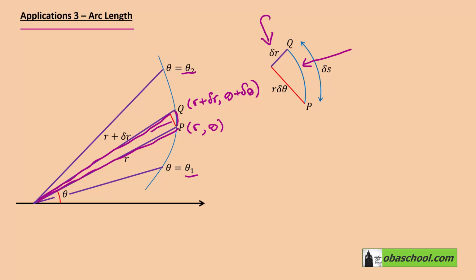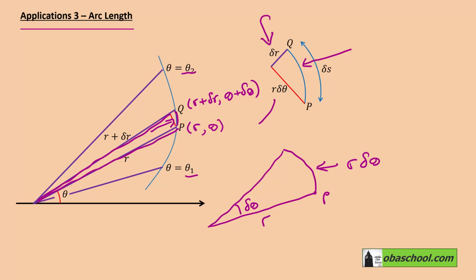The red section, although drawn as a straight line in both diagrams, is actually the circular arc going from a radius of r. So if P is here, that element is the circular arc here. Since the angle in the middle here is delta theta, and we're working in radians, the length of that circular arc will be r delta theta, as shown in the diagram here.